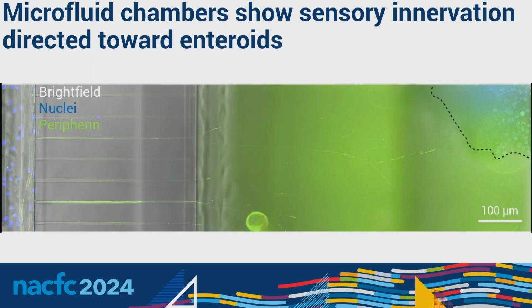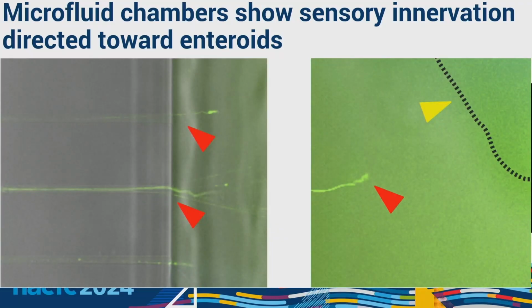Also, we performed an immunofluorescence assay, where, once again, we mark the neurites with peripherin, and we can see that the neurites cross the microgrooves, and some of them go directly to the enteroid, here delimited by this dotted line. The enteroid is out of focus because it was in a different focal plane compared with the neurites. In the zooms, here we can see the neurites crossing the microgrooves, and here I show you the distal portion of the neurite that goes directly towards the enteroid.